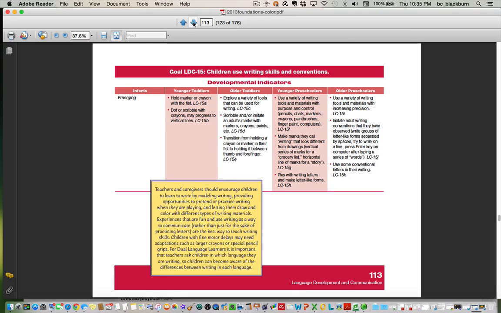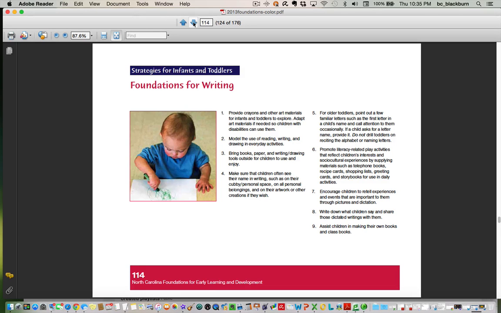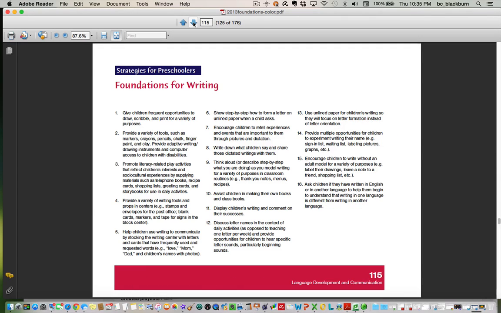pages 112 and 113. And then on pages 114 and 115, we again have the strategies for infants and toddlers as well as for preschoolers when it comes to Foundations for Writing. You may also need to use that tennis ball technique for writing or coloring utensils like we did for the paintbrush, which would help a child with delays in fine motor skills.